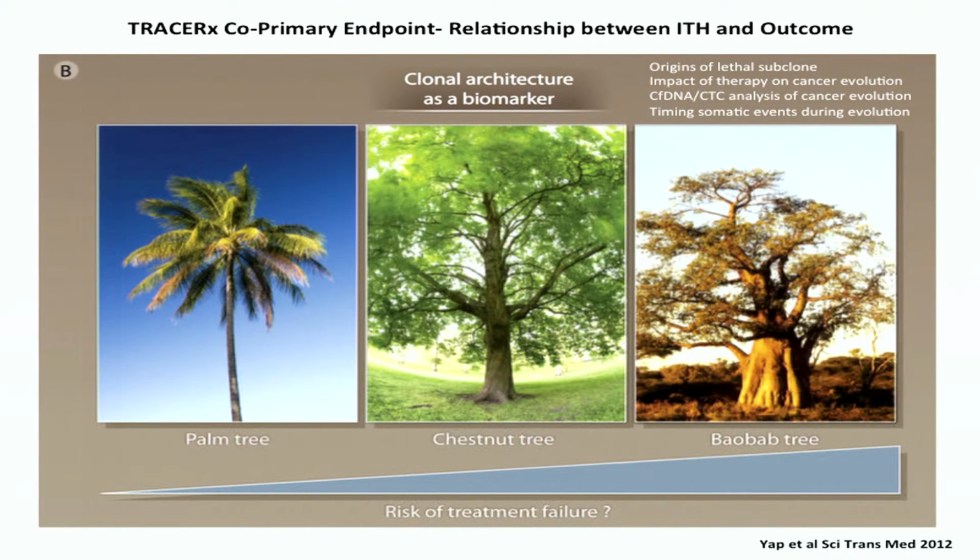And the endpoint of the study is to understand, is there a relationship between the shape of the tumour phylogenetic tree and outcome? So are the more complex baobab-like trees associated with worse outcome than more simple palm tree-like tumours that have long trunks and short stubby branches that don't have very much diversity?